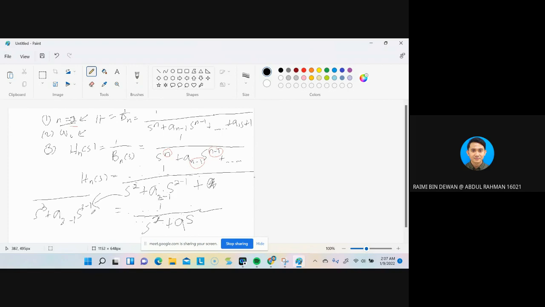Okay, plus a3 minus 2 s3 minus 2 and so on, until you have actually the last value, which is 1. Okay, it depends on how many orders that you have.